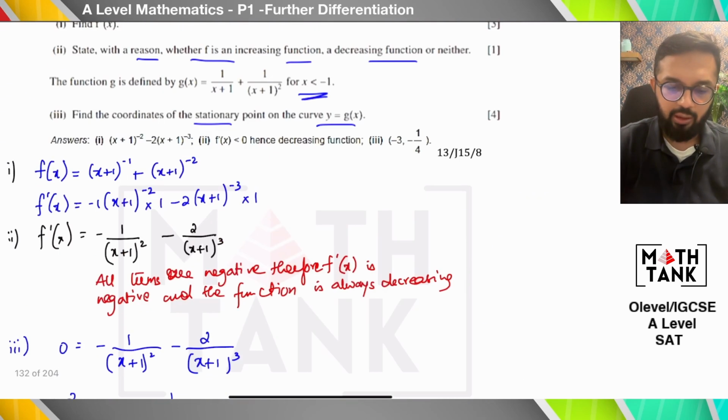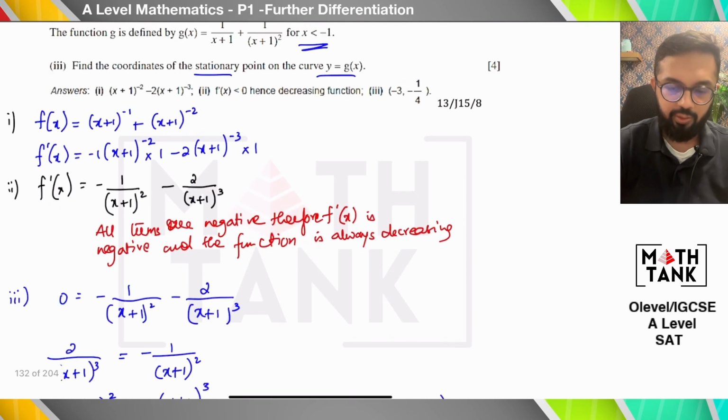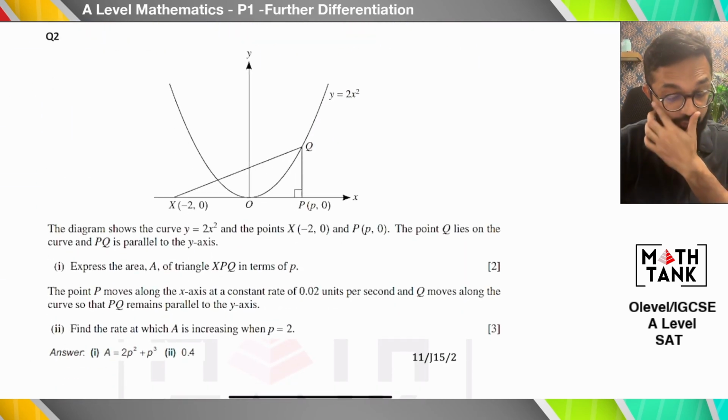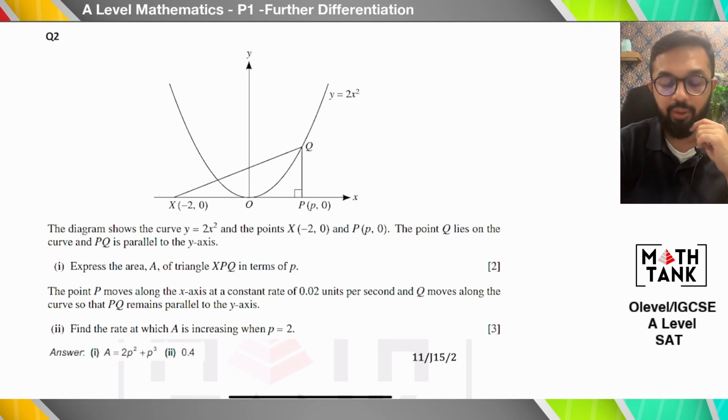Moving on to the next question. I think that was 3 parts. Okay, I have question number 2. It says the diagram shows the curve y equals 2x squared and the point X is minus 2 comma 0 and P comma 0 is this. The point Q lies on the curve and PQ is parallel to the y-axis.